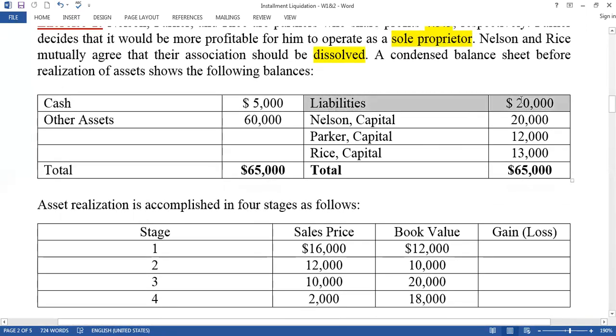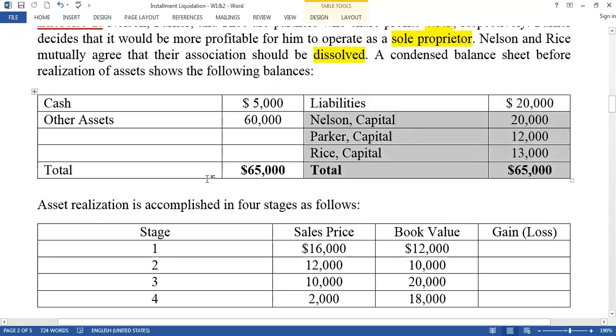The liability is $20,000, and this is their capital. No problem, right? This is the asset. We have two assets: one is cash, another is non-cash. So other assets means non-cash actually.